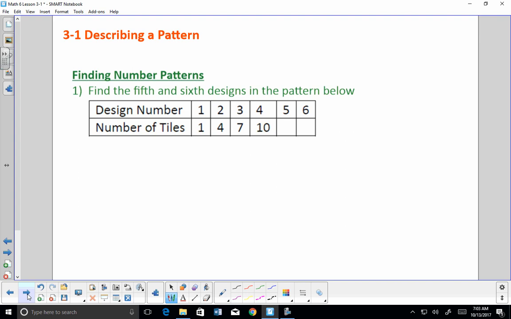So what you do here is you want to see what the pattern is on the bottom set of numbers. If I look here, what do I do to get from 1 to 4? Oh, I added 3. What did I do to get from 4 to 7? I added 3. What did I do to get from 7 to 10? I added 3. Therefore, the pattern in this should be to add 3. So if I said, 10 plus 3, that would be 13. And 13 plus 3, that would be 16. So the 5th design has 13 tiles, and the 6th design has 16 tiles.